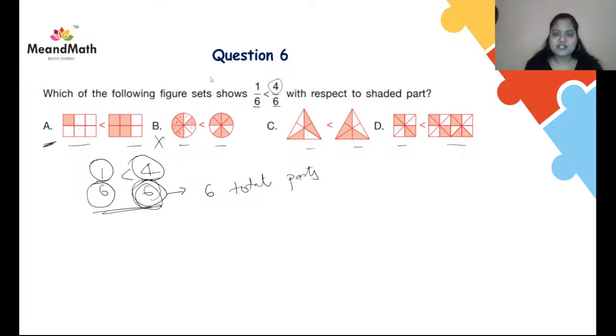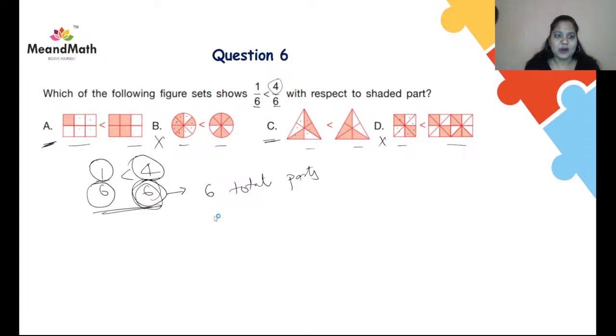So let's see the next one. 1, 2, 3, 4, 5, 6. So this has been divided into 6 parts, so this could be the answer, right? Let us move on to option D and count. 1, 2, 3, 4, 5, 6, 7, 8. So this is not the required one. We need 6 parts, not 8 parts. So now we clearly have that the answer is among option A and option C.